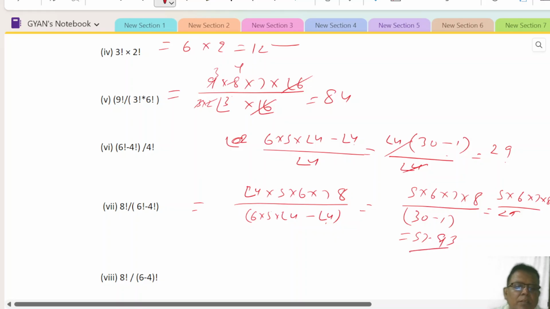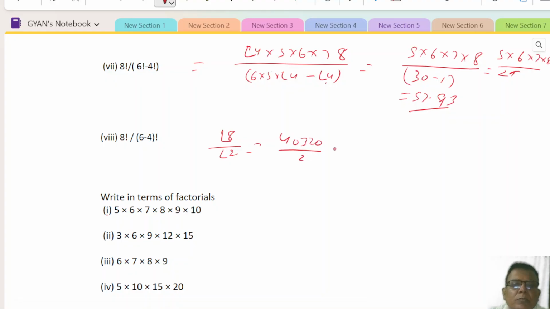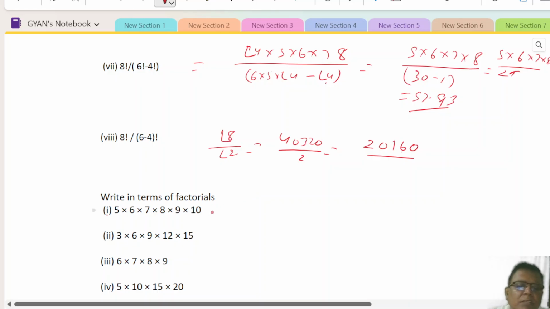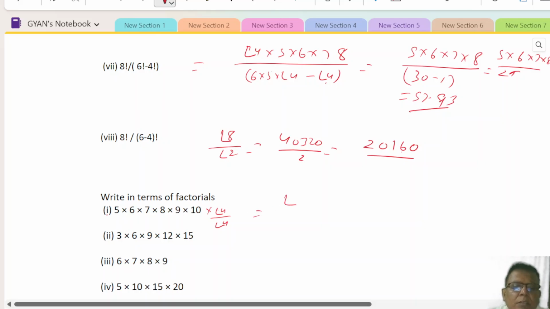57.93. Factorial 8 divided by factorial 2. That means 40320 divided by 2. That is equal to 20160. Here how can you write? So you multiply factorial 4, factorial 4 divided by factorial 4. So this will become factorial 10 divided by factorial 12.